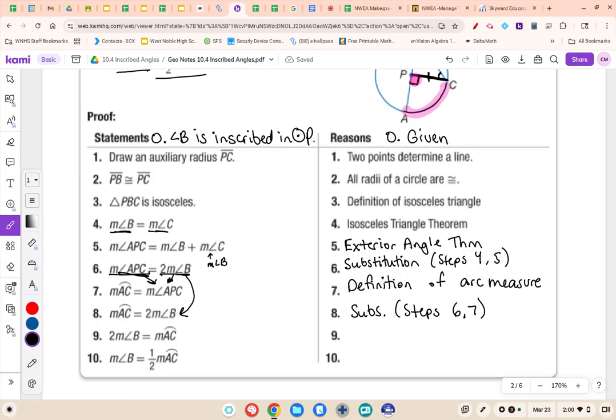Now, I can just flip-flop these. Technically, this is not the same as this. It's a little weird to think about, so I just have flip-flopped them here. That's called our symmetric property of equality.